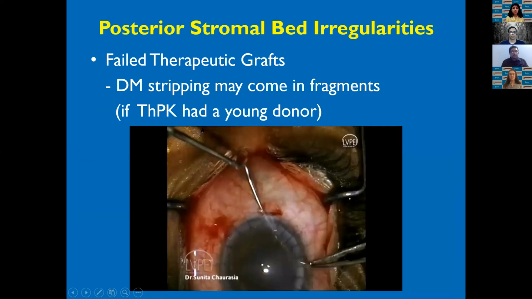Now, posterior stromal bed irregularities can also occur in failed therapeutic grafts. In failed therapeutic grafts, DM stripping can come in fragments. It may not be very easy to peel off because in these cases, sometimes the Descemet membrane is very thin, particularly so when the therapeutic PK was done with a younger donor. So this particular aspect needs to be remembered while stripping the Descemet membrane in failed therapeutic PKs.